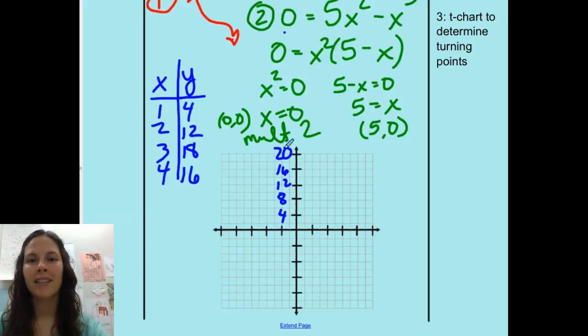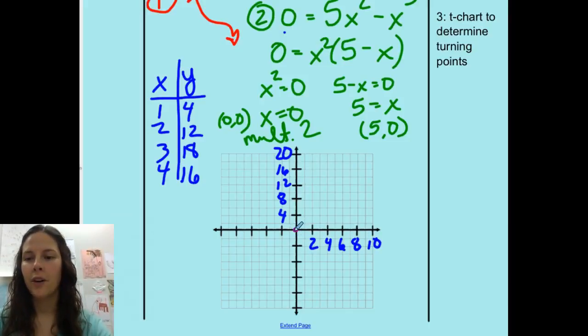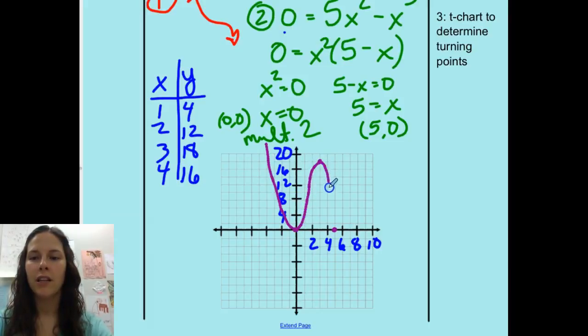And in order to make my x-axis a little bit easier to graph, I'm going to scale each of these by 2. Plotting my zeros at 0, 0 and 5, 0. Plotting my turning point at 3, 18. You can plot as many of those other points as you choose to make your graph more accurate. Those are the minimum that you need to graph in order to show me an accurate sketch. Remembering what our end behavior looks like, it is falling from the left, turning at 0, 0 because of that multiplicity. We found another turning point at 3, 18 and falling through the 0 of 5, 0.